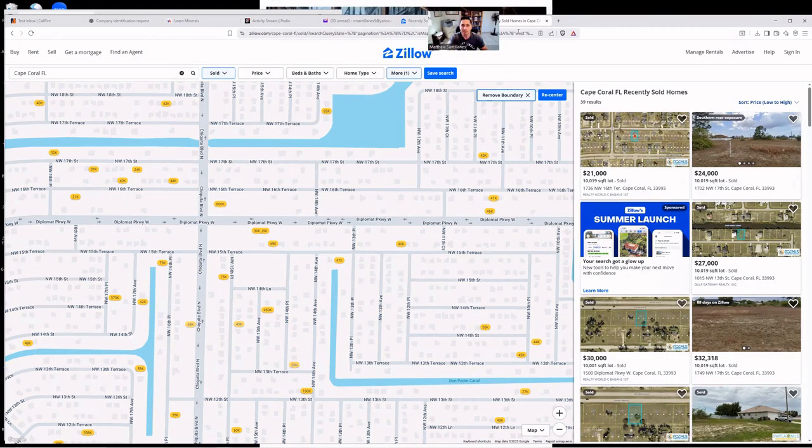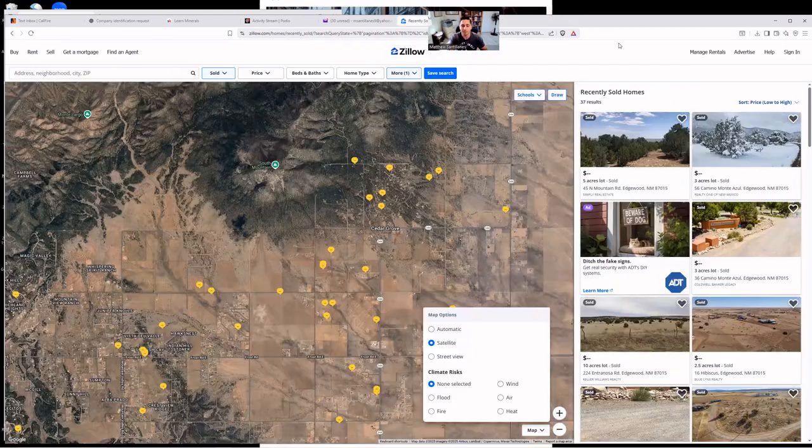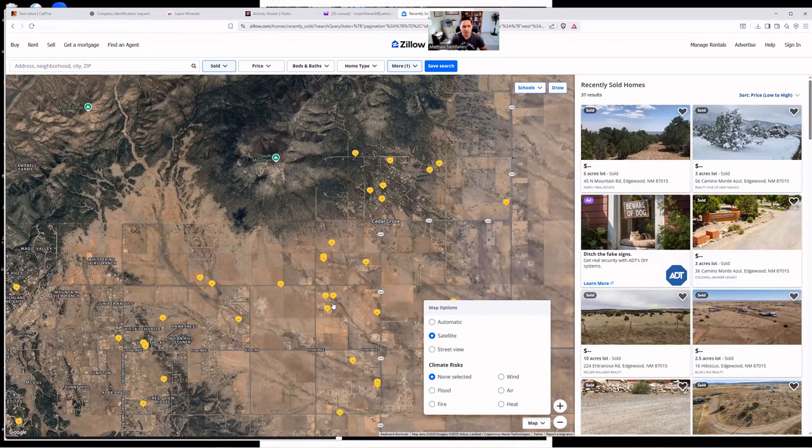Let's look at a bit more difficult of a property. I have to move my face and my video's in the way here. All right, so we are looking in, looks like Santa Fe County, New Mexico. This is going to be more rural land. There's going to be less comps, and we are in a non-disclosure state.